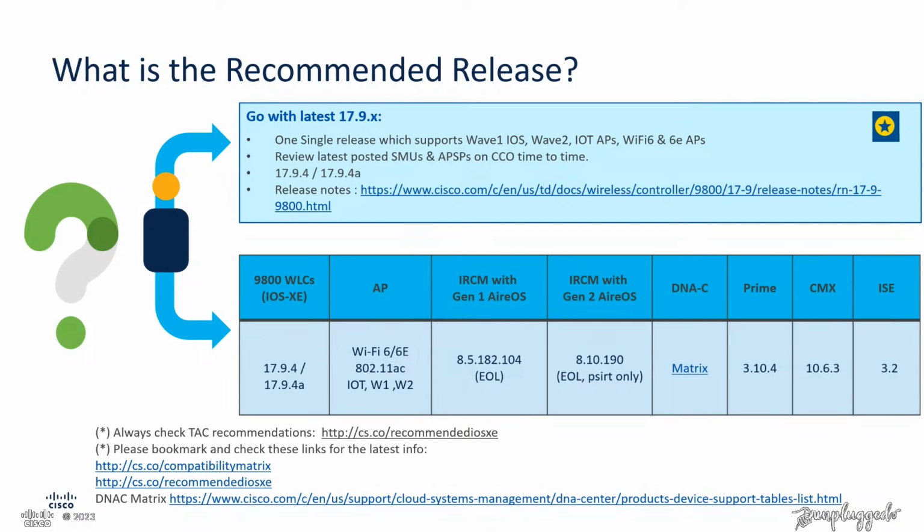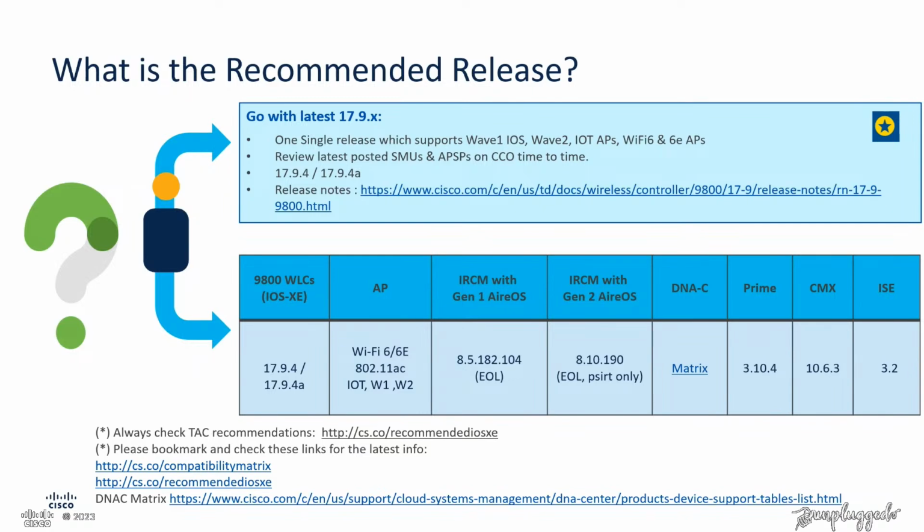This release supports Wave 1 iOS access points, Wave 2 IoT access points, Wi-Fi 6 and 6E access points. We do have the release notes documented, so you can look into it and read through some of the gotchas, or the issues, or the open caveats and resolved caveats, and then upgrade to this release. Overall, from the solution point of view, this is our recommendation for 9800: 17.9.4 or 17.9.4a, and from the AP point of view, it is Wi-Fi 6, 6E. It supports .11 AC, IoT Wave 1 and Wave 2 APs.